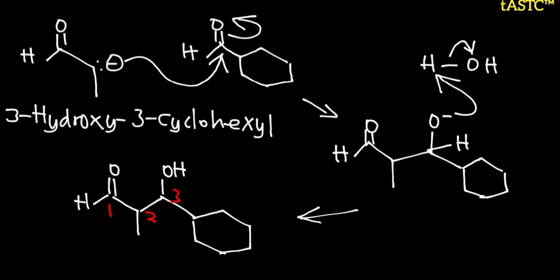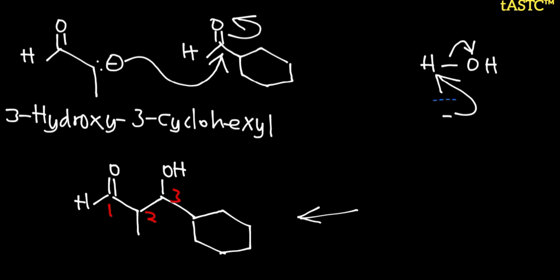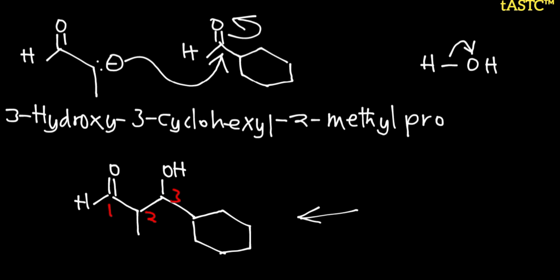And then we have 2-methyl, so I think I'm going to wipe this out and write the name in a more clear form. So this is 3-cyclohexyl, and then you have a 2-methyl. And then you're going to have the propanol. So that will be the name for this compound. 3-hydroxy, 3-cyclohexyl, 2-methyl propanol. That is the name for the molecule.